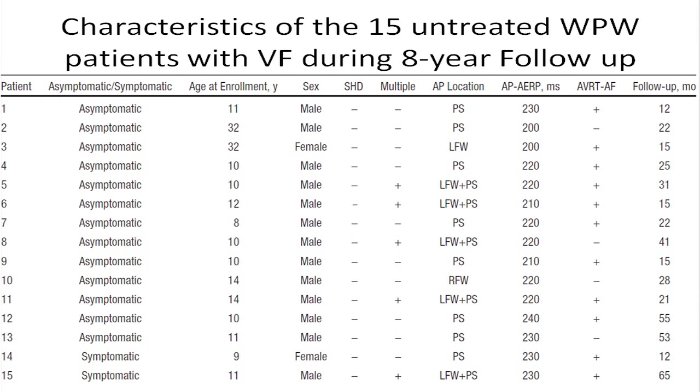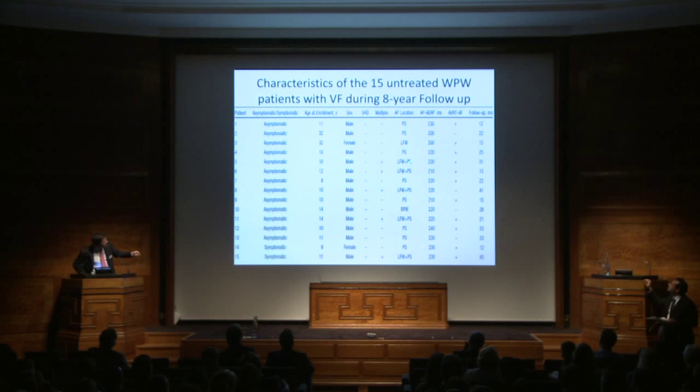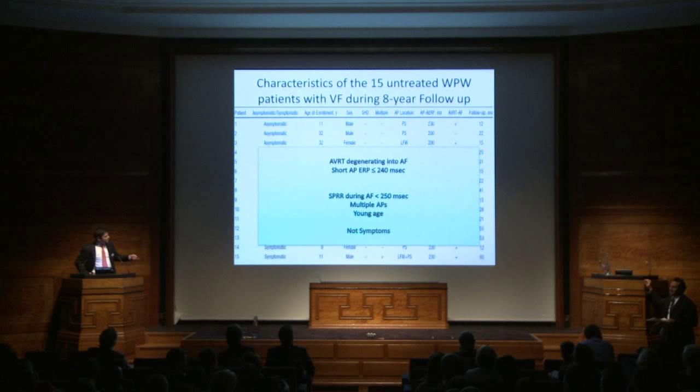These were mostly asymptomatic patients, so you cannot rely on symptoms. They were mostly male. A lot of them had multiple pathways. And look at these accessory pathway ERPs, 200, 220, which is well below what we use as a cutoff, typically 240, 250. So these are some of the numbers we look at that I just mentioned.